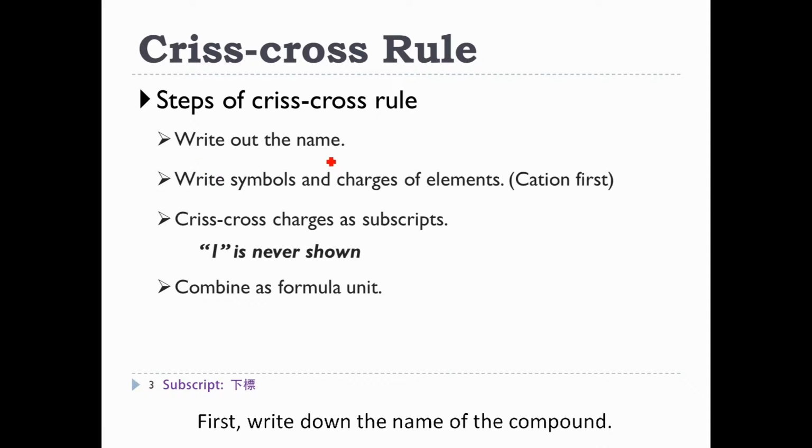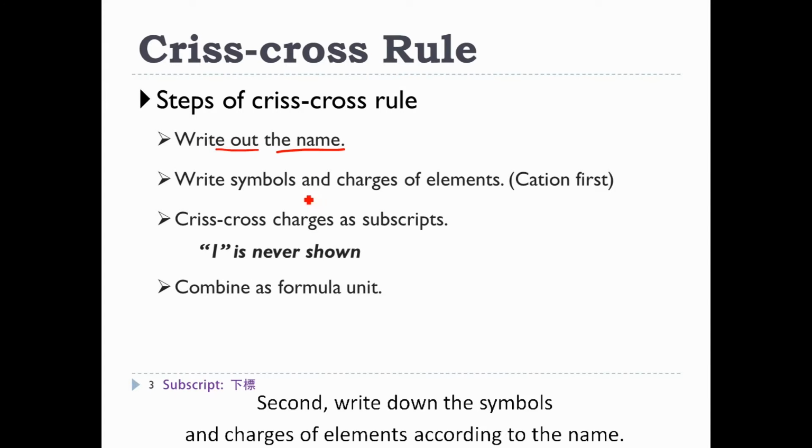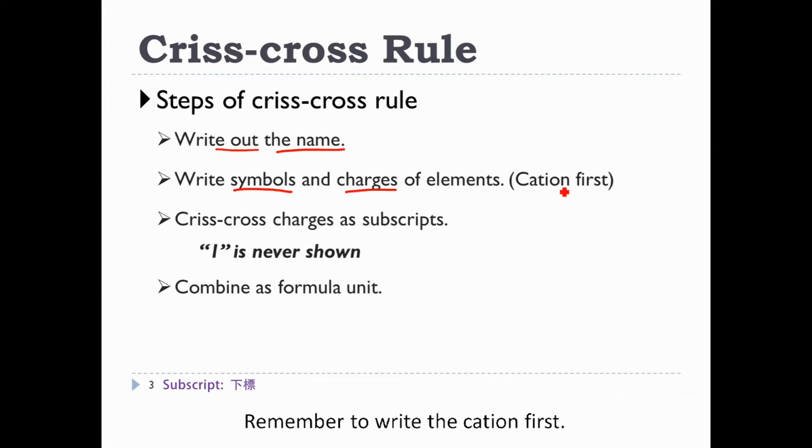First, write down the name of the compound. Second, write down the symbols and charges of the elements according to the name. Remember to write the cation first.